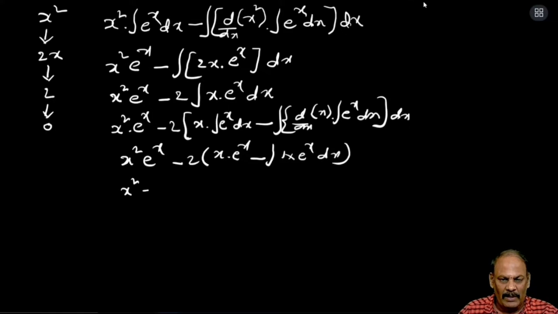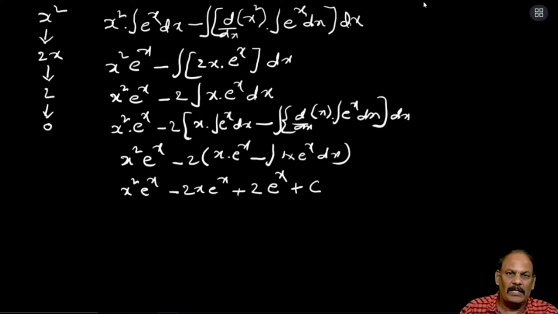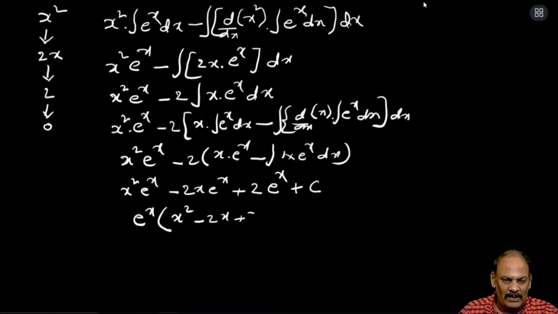x square e to the power of x, open this bracket with minus 2: minus 2x into e to the power of x, minus into minus plus 2 into integral of e to the power of x is e to the power of x. Since integration is completed, you have to write the integral constant c. This is the long process. After that, we take e to the power of x common. Then closely observe: x square minus 2x plus 2, close the bracket, plus c.